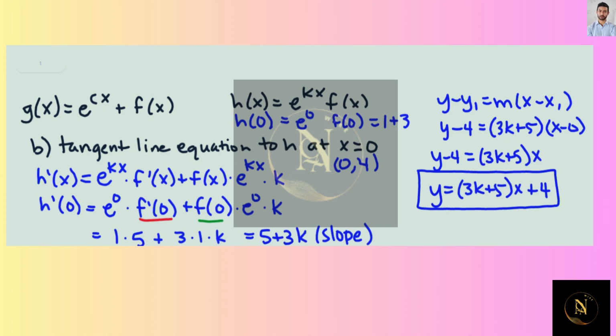Okay, did you catch my error earlier? I put a plus sign in where I shouldn't have. So it's e to the 0 times f of 0, finding h of 0. So that's actually 3. So we can easily fix that. Just go back and change our 4 to a 3. No problem. All the same concepts apply. And we're going to get the equation of the tangent line, y equals 3k plus 5 times x plus 3. There we go.